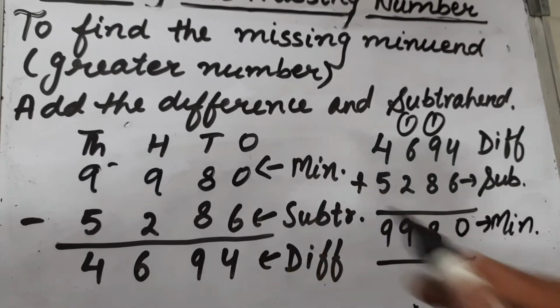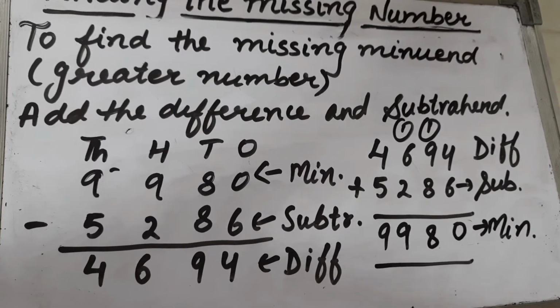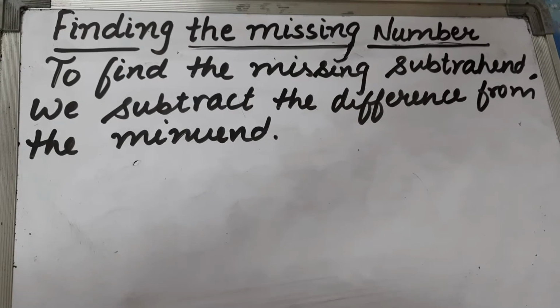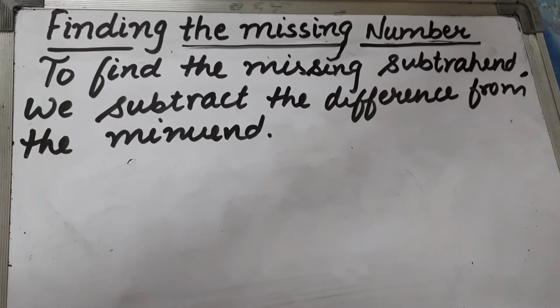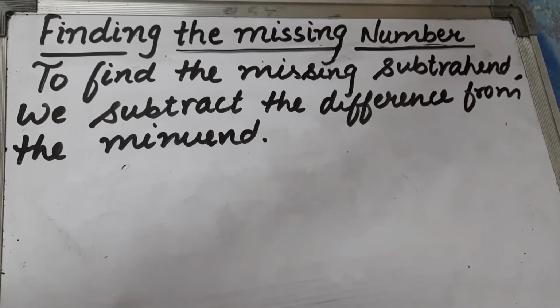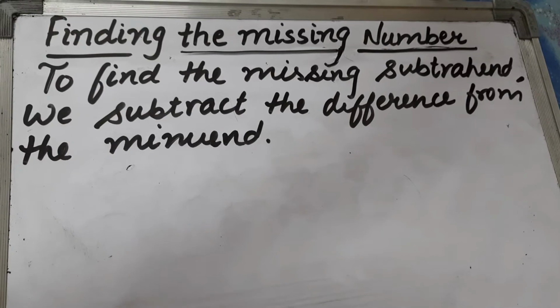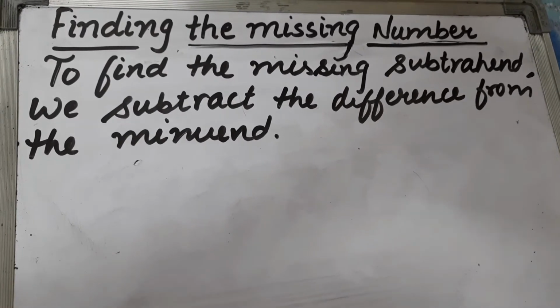9980. And if we have to find the missing subtrahend, then what do we do? To find the missing subtrahend, we subtract the difference from the minuend, and we get the subtrahend. I will explain with an example.